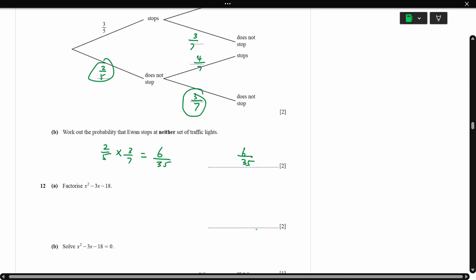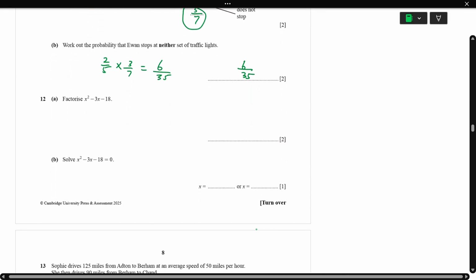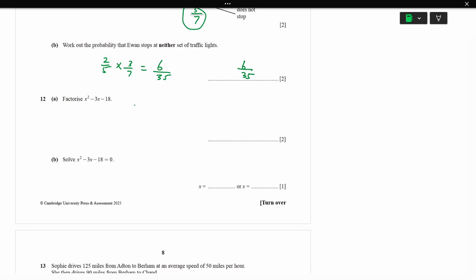Next one, factorize x square minus 3x minus 18. Multiplying, we have to get negative 18, and adding, we have to get negative 3. So the factors are 6 and 3, which is minus 6 and plus 3. So x minus 6 and x plus 3 is the answer here.